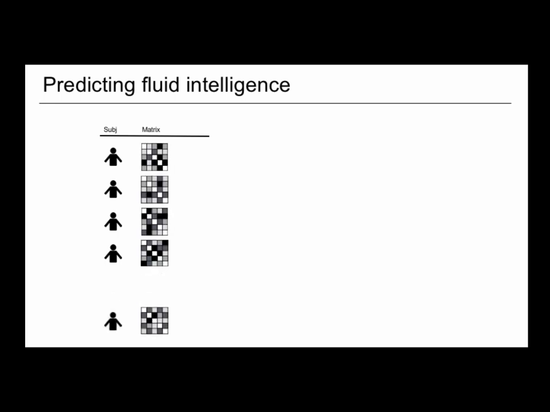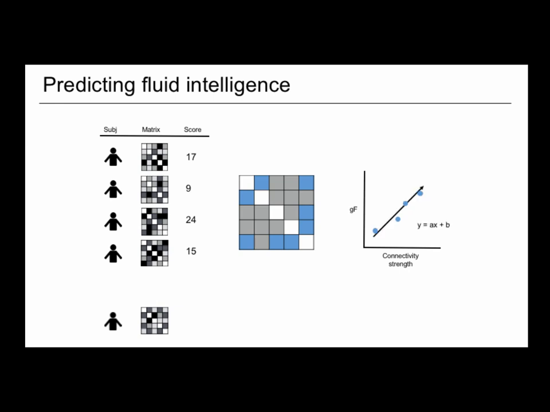We leave one subject aside, crucially, to try to prevent ourselves from overfitting too much. In our training set, we know their fluid intelligence score, and then we just search through the connectivity matrix to try to find edges or connections whose strength is related to performance on this fluid intelligence task across subjects. Then we can build a really simple linear model to relate these two things to each other, and then we can take in the connectivity information from this left out subject, pretend we don't know their fluid intelligence score, and try to predict it with our model.